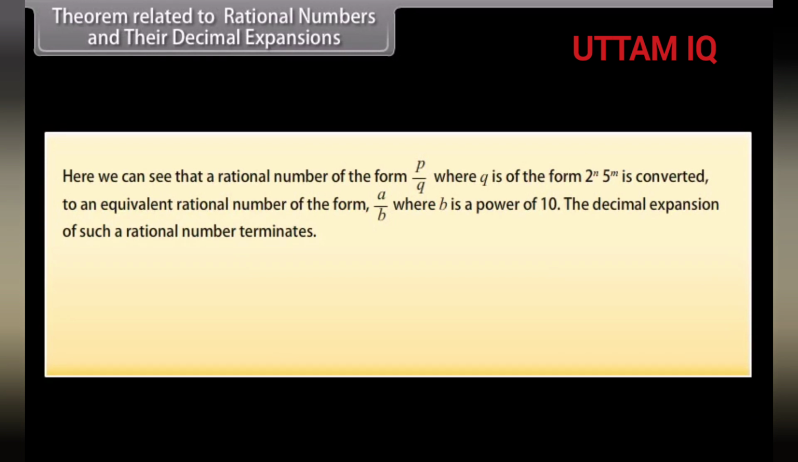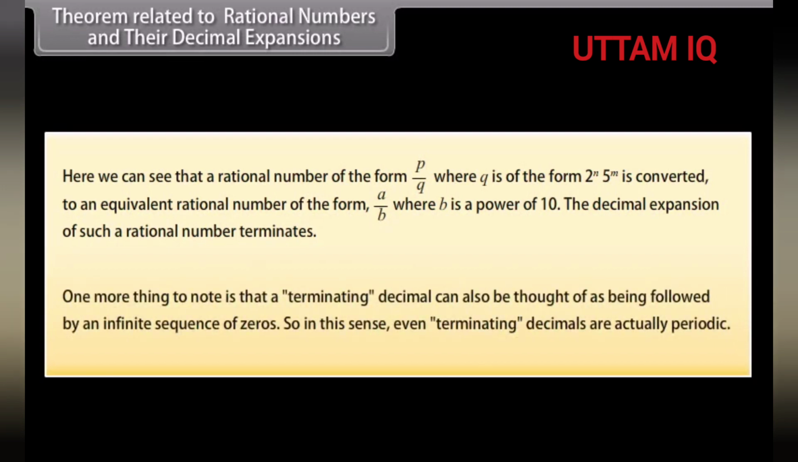Here we can see that a rational number of the form p upon q, where q is of the form 2 raised to the power n, 5 raised to the power m, is converted to an equivalent rational number of the form a upon b, where b is a power of 10. The decimal expansion of such a rational number terminates. One more thing to note is that a terminating decimal can also be thought of as being followed by an infinite sequence of zeros. So in this sense, even terminating decimals are actually periodic.